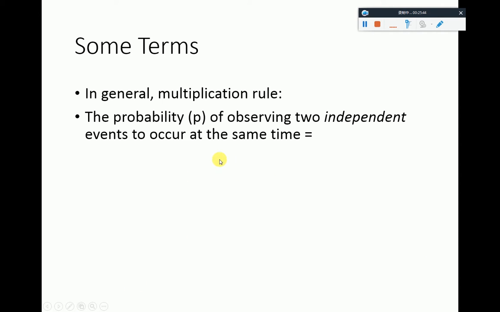So in general terms, that's exactly what we said. Using P to denote the probability, the probability of observing two independent events occurring at the same time, observing two ones at two independent throws, is the probability of observing event 1 multiplied by the probability of observing event 2: the probability of observing a 1 at the first throw of the dice times the probability of observing a 1 at the second throw of the dice.